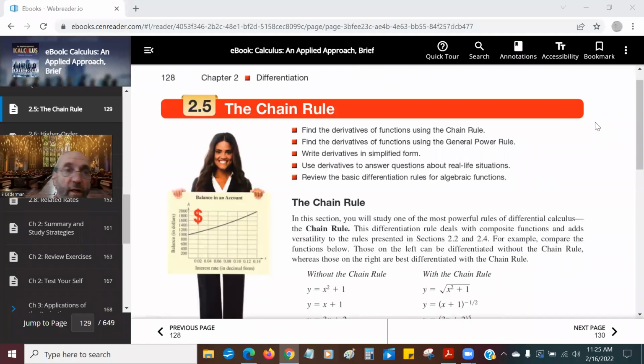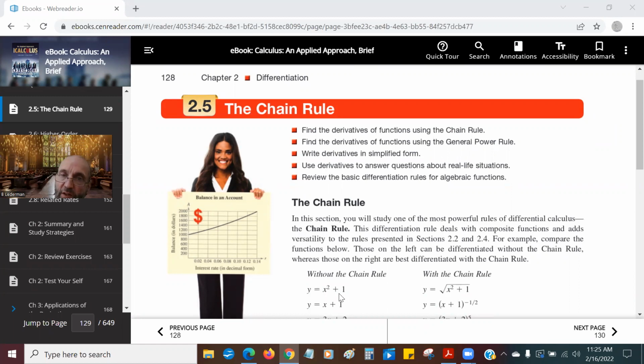Hi, everybody. Today we're going to do an extremely important rule called the chain rule. The reason I say it's so important is because it's really going to help us get a lot of derivatives that would have been impossible otherwise. For example, this guy right here, y is equal to the square root of x squared plus 1.